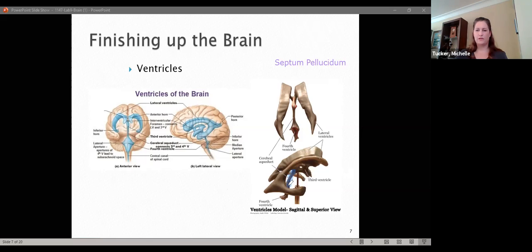This cerebral aqueduct looks like the stalk on the model, and it is going to separate the 3rd, which looks like it has a hole in it, and then this little tail structure, which is the 4th. The 4th ventricle becomes continuous with that central canal of the spinal cord that we learned last week.